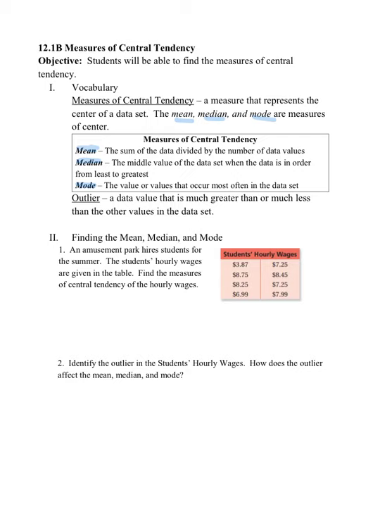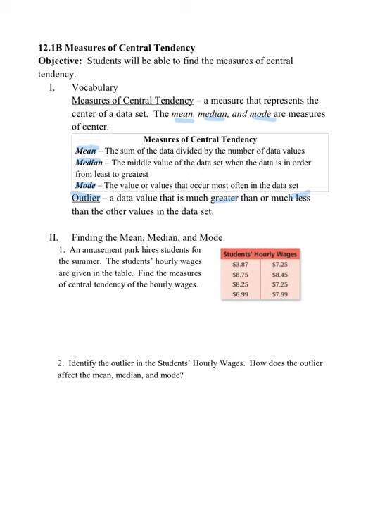You have something called an outlier. This can be a data value that is much greater or much less than the other values in a data set. An outlier can skew the data. So it can affect the data, and it's going to affect some of the measures of center more than other measures of center.